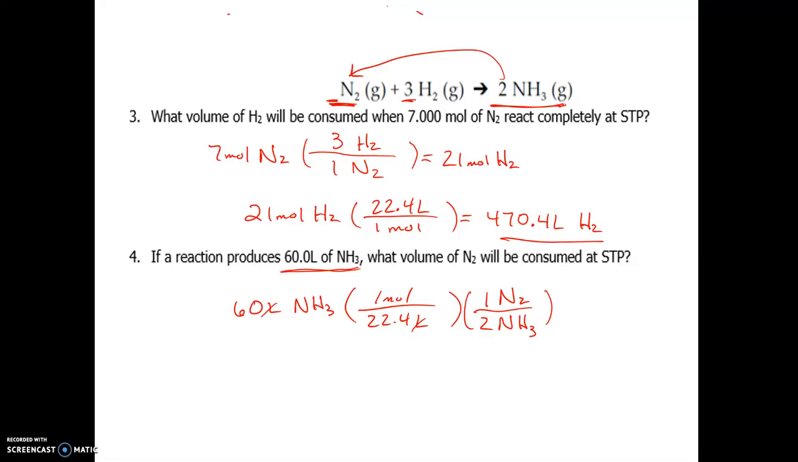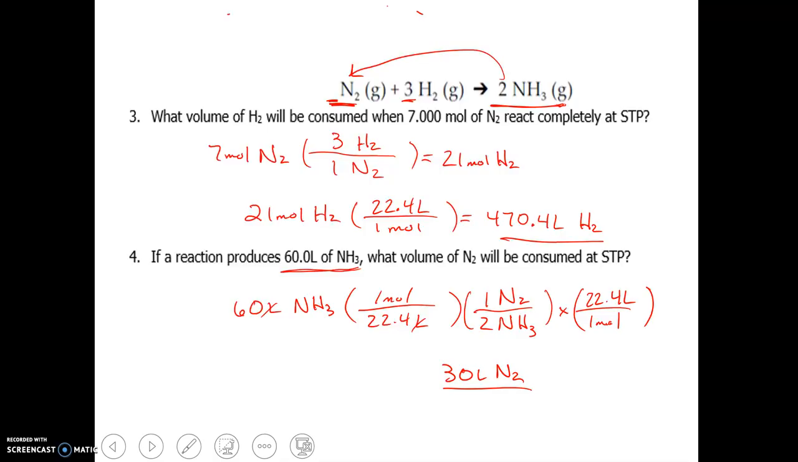And then our last step, because it's asking us for the volume of nitrogen, would be to convert back to our volume. And so we would multiply finally by our 22.4 liters for every 1 mole. Now when we plug all this in, we should get that we end up using 30 liters of nitrogen gas.